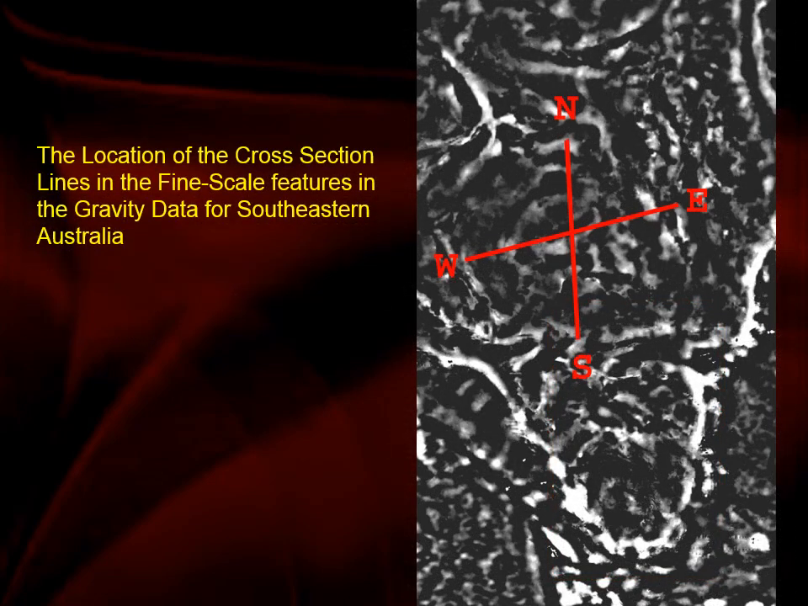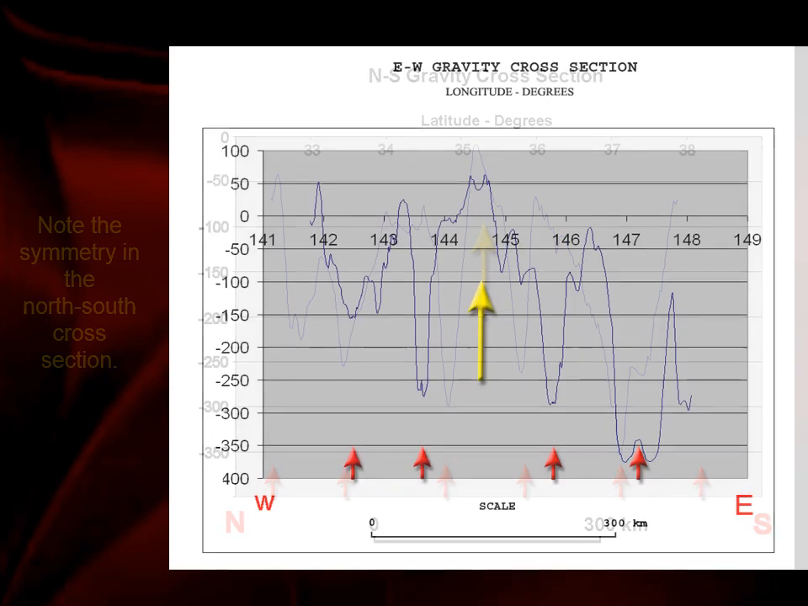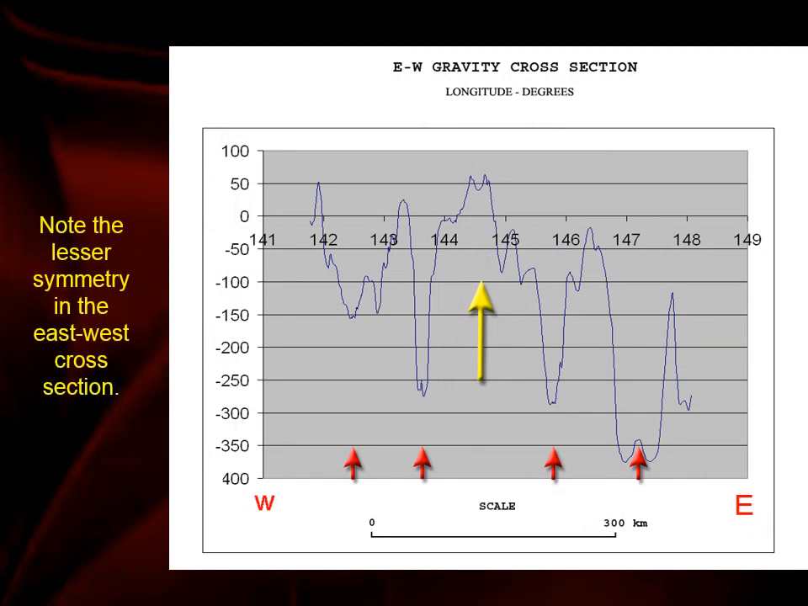These are the locations of the cross-section lines in the fine-scale features in the gravity data for southeastern Australia. Note the symmetry in the north-south cross-section around the central high, gravity high, indicated by the yellow arrow. There is lesser symmetry in the east-west cross-section.